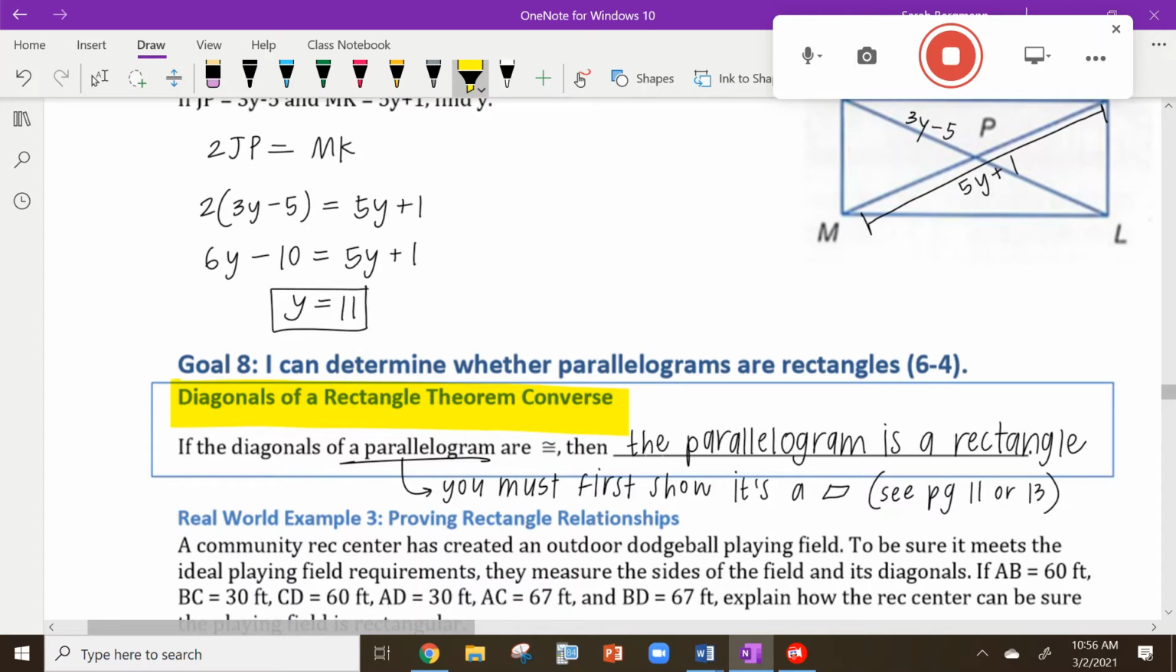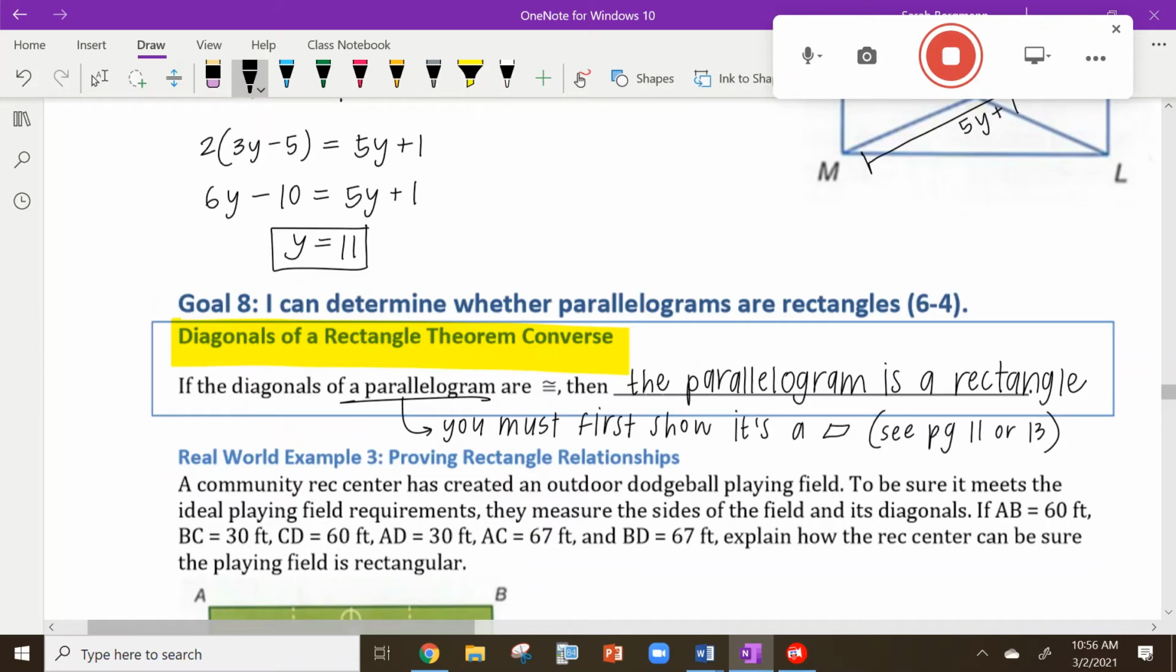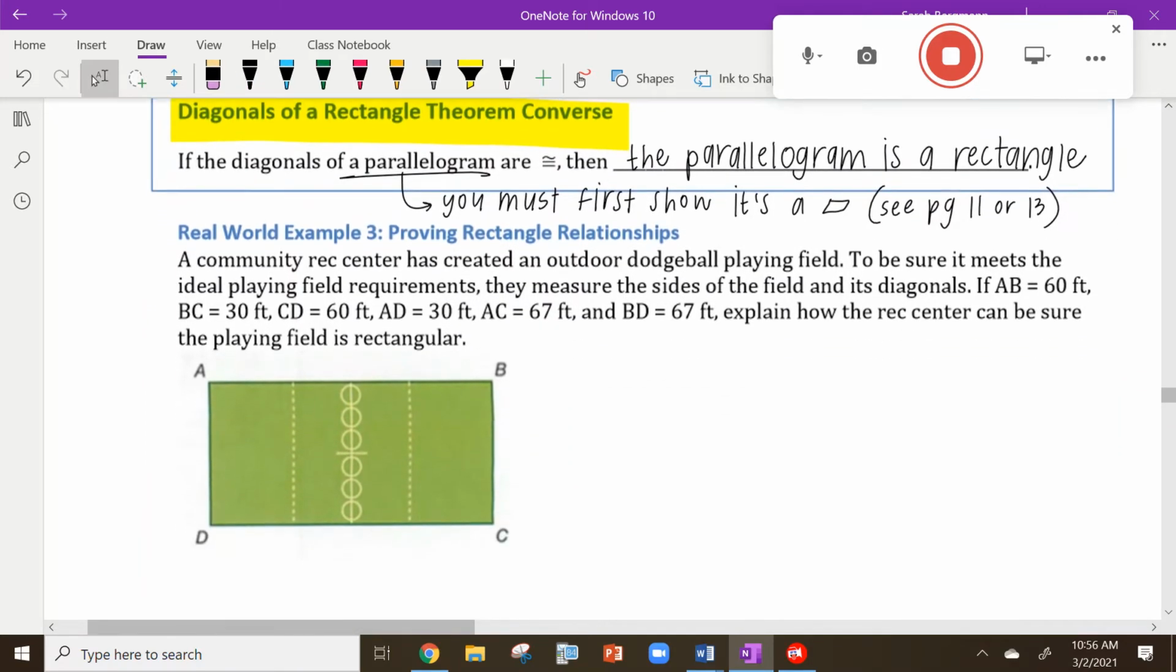So in order to use this theorem, you have to first know that it's a parallelogram. So you have to show that it's a parallelogram first by using one of the properties that we already learned about. Look at either page 11 or page 13 for a list of those properties. Okay, let's try an example together.